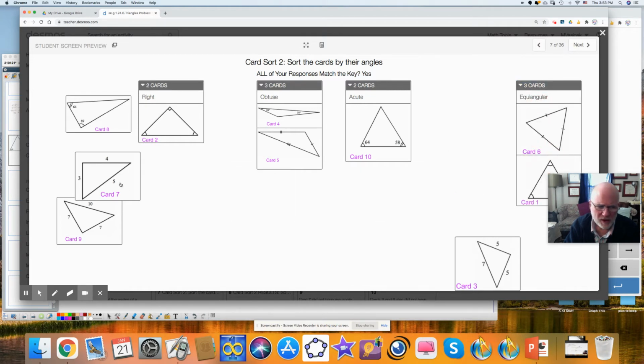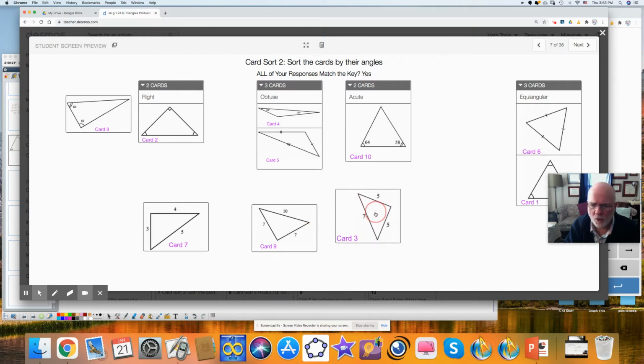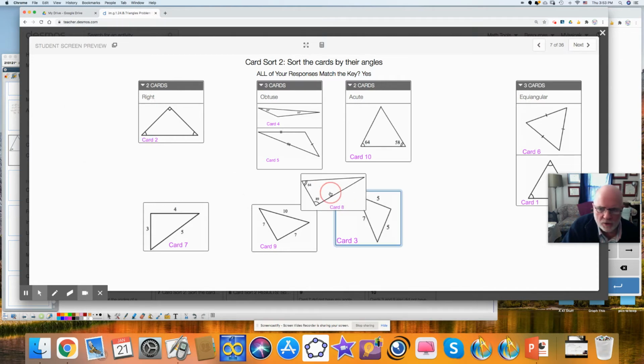Oh, I'm left with three cards here. Huh. Where do I put them? There aren't any angles marked. Well, what do we know? Wait a minute, here's one. This is going to be acute.